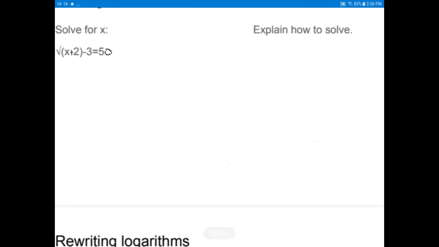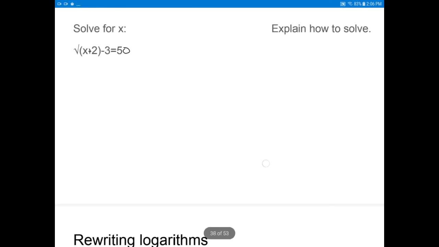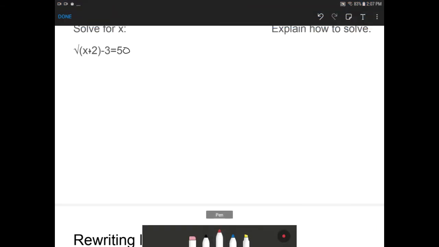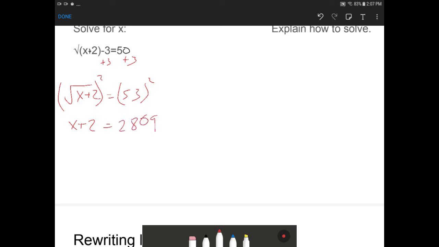Solving with radicals. So let's do plus 3 here, plus 3 here. You have square root of x plus 2 equals 53. Wow, this is going to be a huge number. Sorry about that. Square both of these. You have x plus 2 equals 53 squared, 2809. And then x equals 2807.